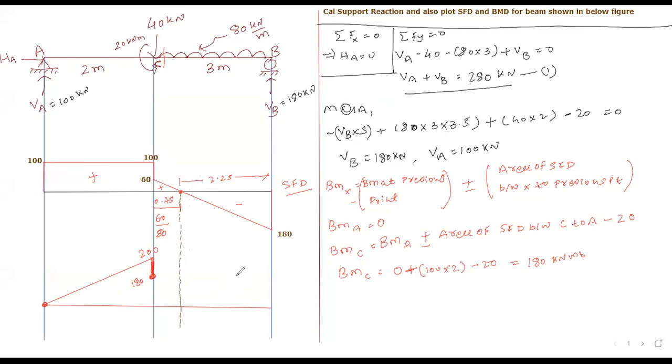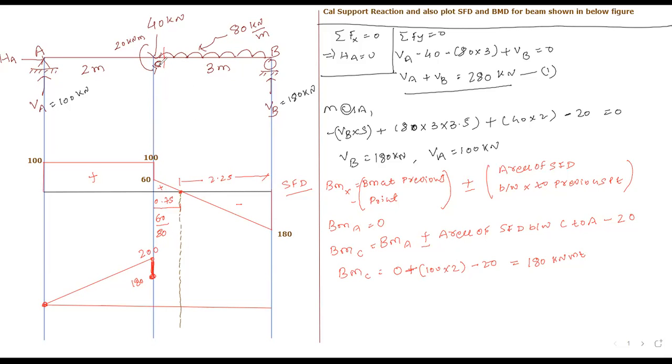I am explaining this concept again. To calculate point C, first see whether any moment is given or not. If any moment is given, then you need to add or remove the value of the moment at point C after getting the area of the shear force diagram, which is added to the previous point. Clear? At the next point, you first add or subtract the area of the shear force diagram from the previous point, and after that you add or remove the value of the moment. Is it clear or not?